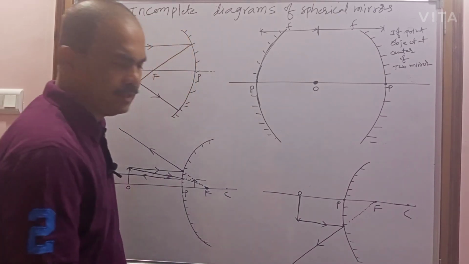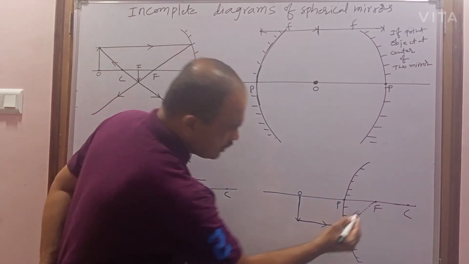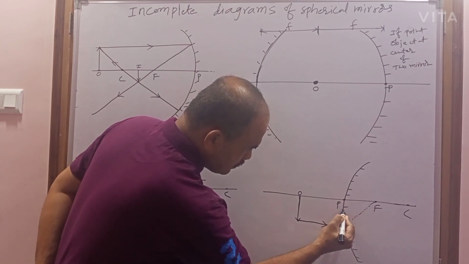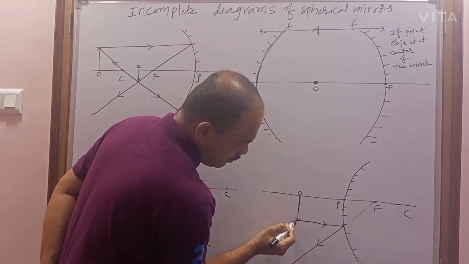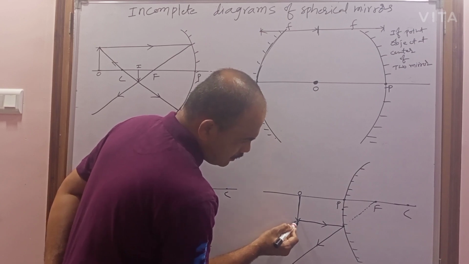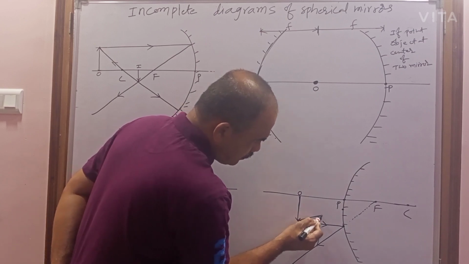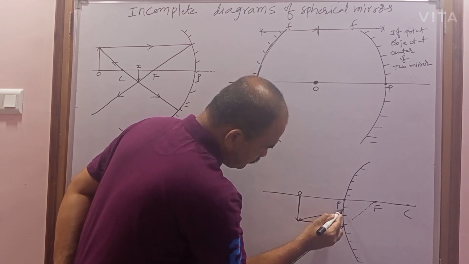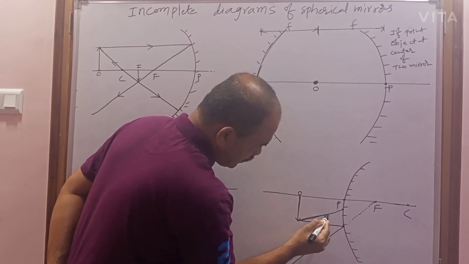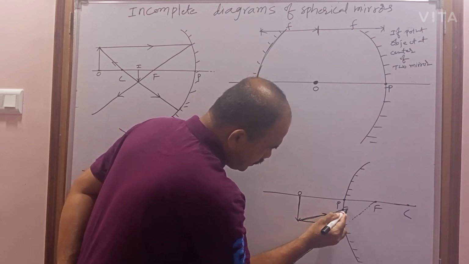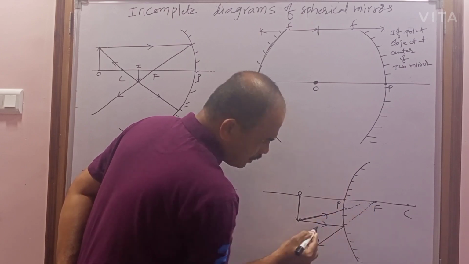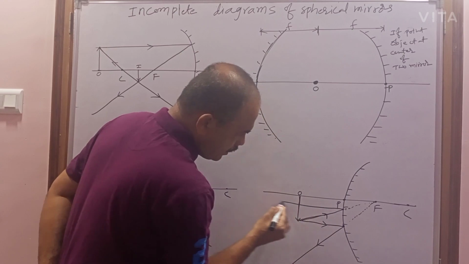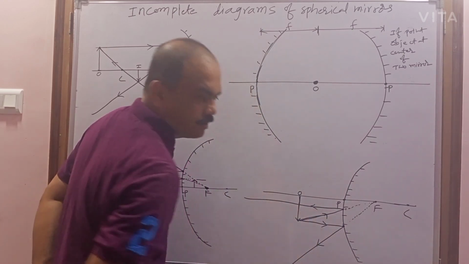And next, take another ray, one that is traveling in the direction of the focus. So I am taking the point here. Now this is the incident ray traveling in the direction of the focus. After reflection, how will it be? It will be parallel to the principal axis.